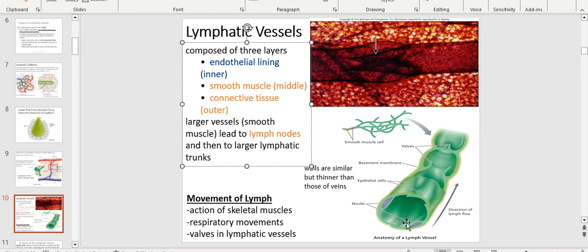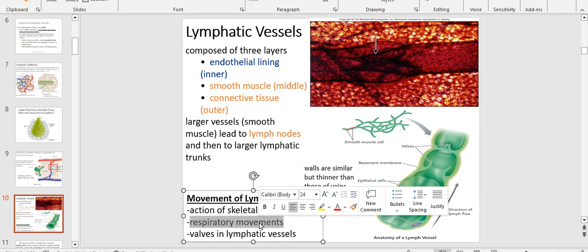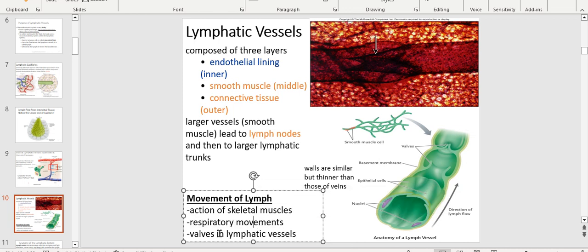Only through movement you squish that lymph up, and then the valve closes, and then you move some more and squish, squish, squish, and it goes all the way up until it's returned back into the cardiovascular system. So through action of skeletal muscles and very active breathing, things get moving, right? And then there are these valves in these lymphatic vessels. Very good.